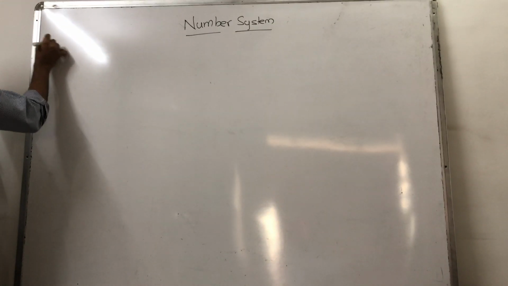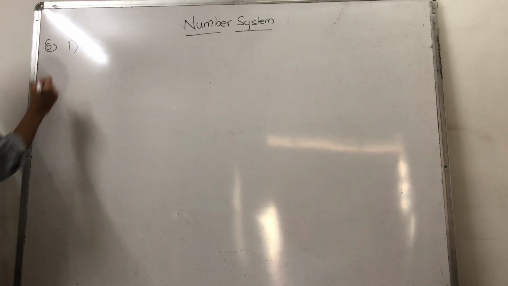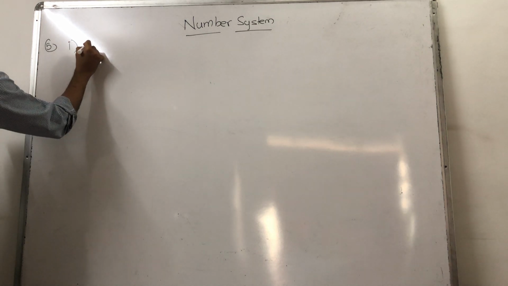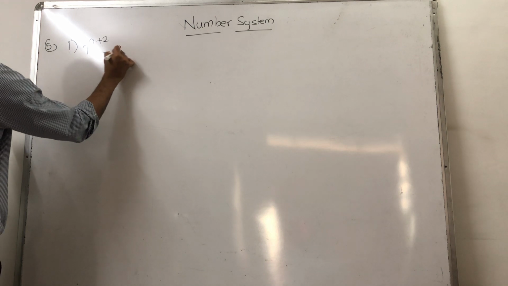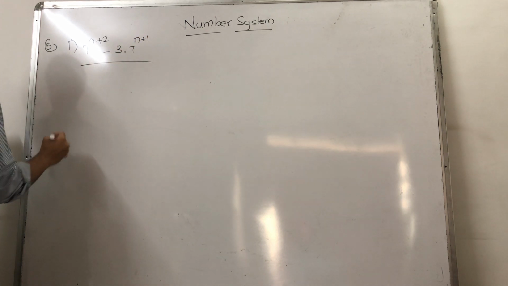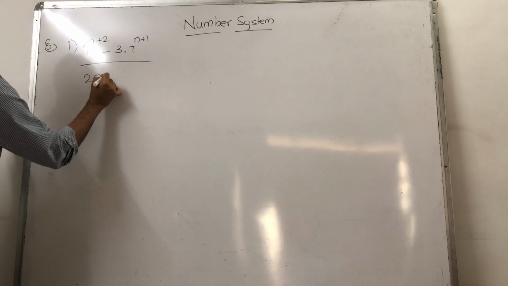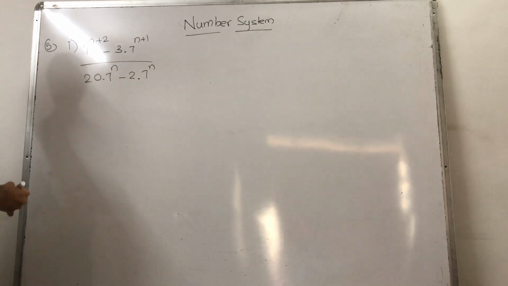The fifth question in all has 3 sums. The first one of question 5 is 7 raised to n plus 2 minus 3 times 7 raised to n plus 1, over the denominator 20 times 7 raised to n minus 2 times 7 raised to n.